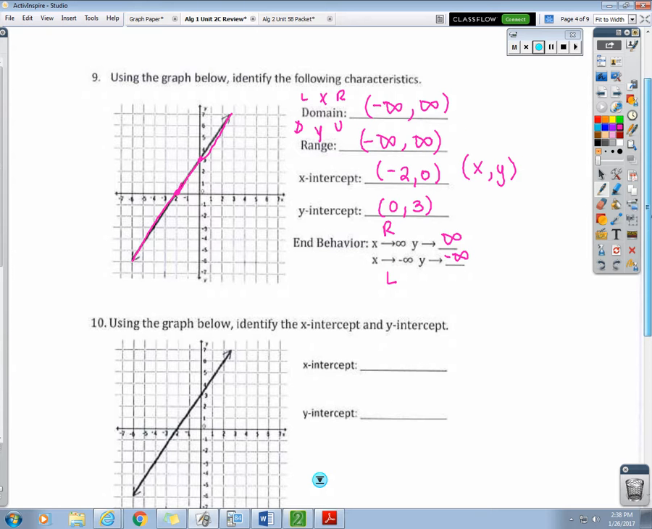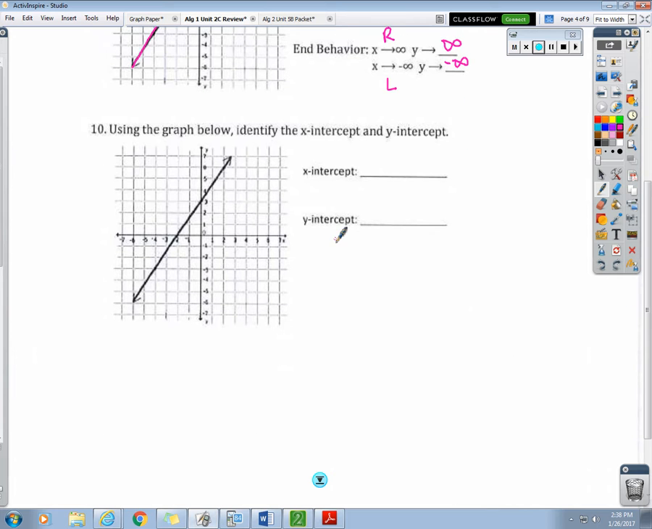Number 10. Using the graph below, identify the x and y-intercept. We just did the same one. The x-intercept was at (-2, 0), and the y-intercept was at (0, 3).